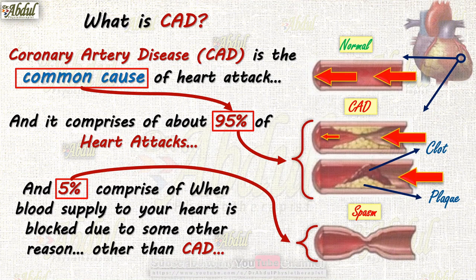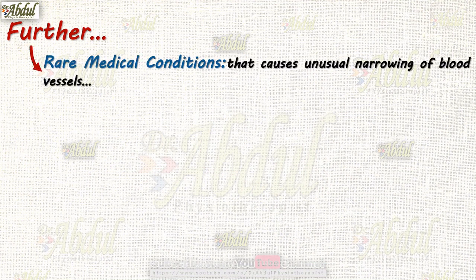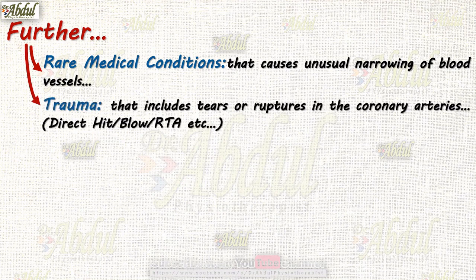As shown in the picture, when the smooth muscle cell of the coronary artery goes into spasm, it will constrict the coronary artery and affect the blood supply. And further, among the 5%, the heart attack may occur due to rare medical conditions that cause unusual narrowing of blood vessels. It can be due to trauma that includes tears or rupture of the coronary artery, or maybe a direct hit or blow on the chest, or a road traffic accident.